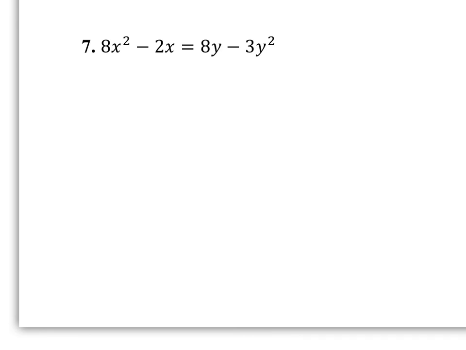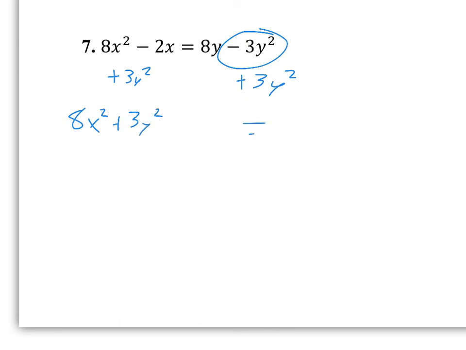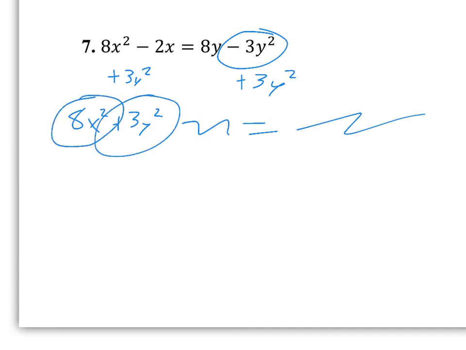Alright, so for number 7, they are not on the same side. So if I move this to the other side, then I have 8x squared plus 3y squared. And I don't even care about the other stuff. We only care about the x squared and the y squared. So now that they're on the same side and they are both positive, this is an ellipse.